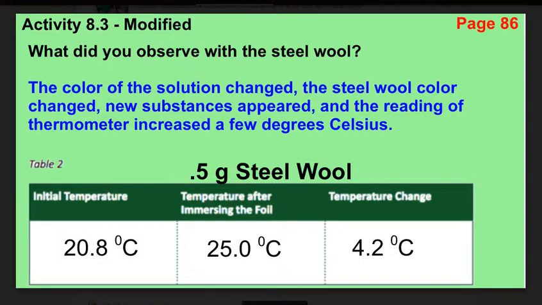So what I want you to do on page 86 is look below table 2 and make sure you add this data into your table 2. I want you to finish up the conclusion and the follow-up question. The conclusion is, what factors determine the amount of chemical energy an object has? And then the follow-up, give an example of chemical energy in your daily life.